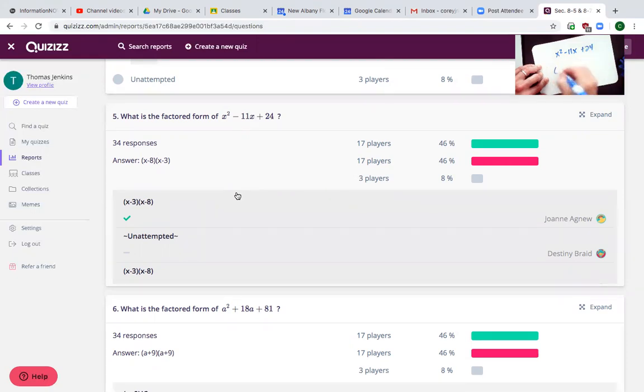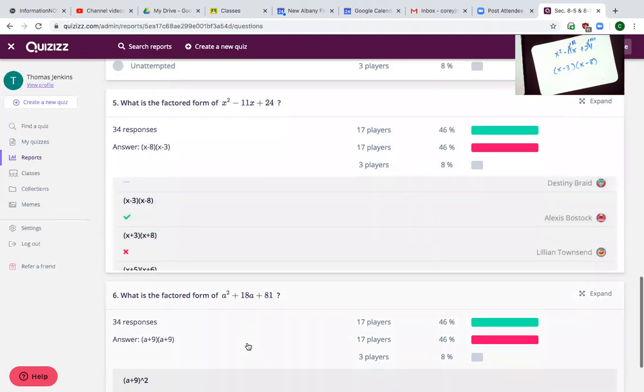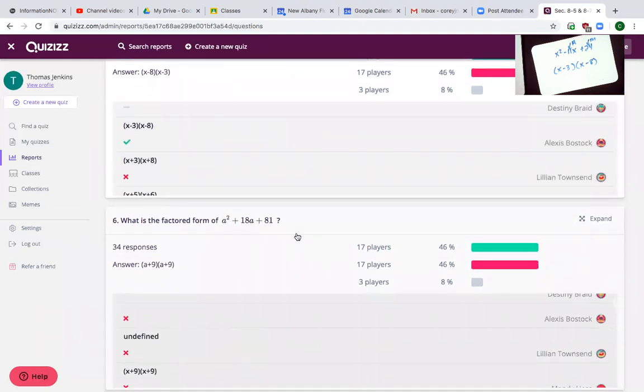So start out with x plus or minus something times x plus or minus something. So what multiplies to 24 and adds to negative 11? Positive product, negative sum, you're thinking negative, negative. So that's going to be negative 3 and negative 8. Okay, and order doesn't matter. x minus 8 times x minus 3 was also acceptable. So that's that one. The last one is number 6.